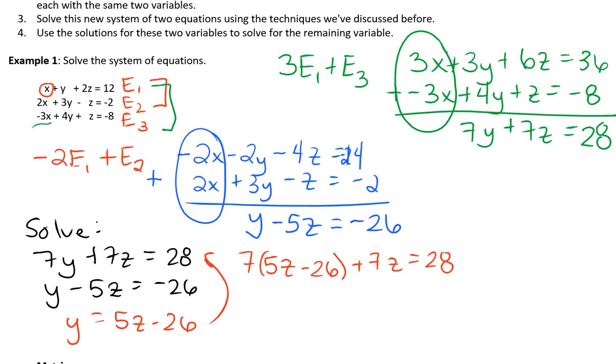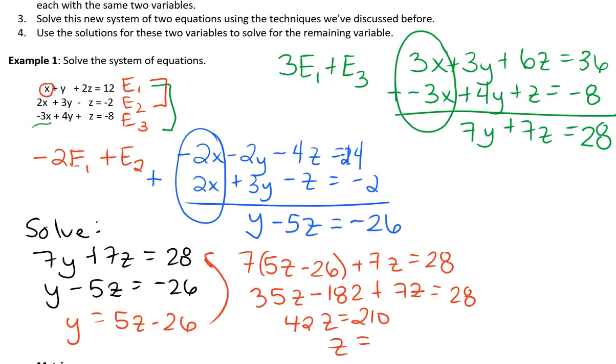When we distribute the 7, this gives us 35z minus 182 plus 7z, my 2's and my z's are very confusing, equals positive 28. Combining like terms and moving the constant to the other side, we end up with 42z equals 210. And so finally we can solve for z, and z equals 5.